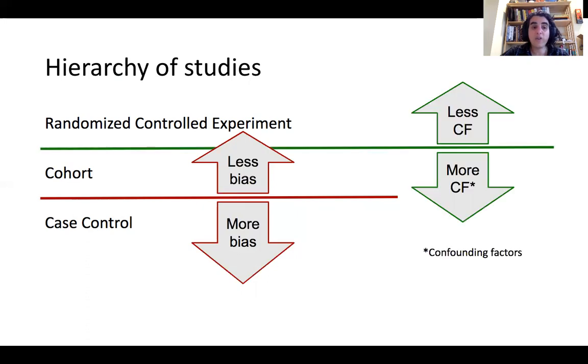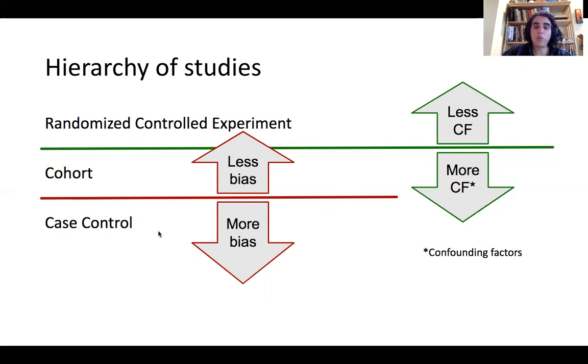Now we're going to draw another line here and say below this line, we have more confounding factors. And above this line, there's less room for confounding factors. In the perfect randomized controlled experiment, there wouldn't be any confounding factors at all. So you can see when you look at this that as you move up the page, the studies get more convincing. You do a better job of showing a causal link when you're looking at a randomized controlled experiment than a cohort study, and a better job of making a causal link argument when you look at a cohort study than a case control study.